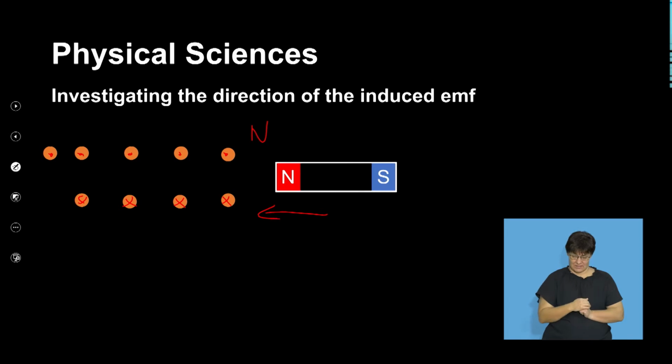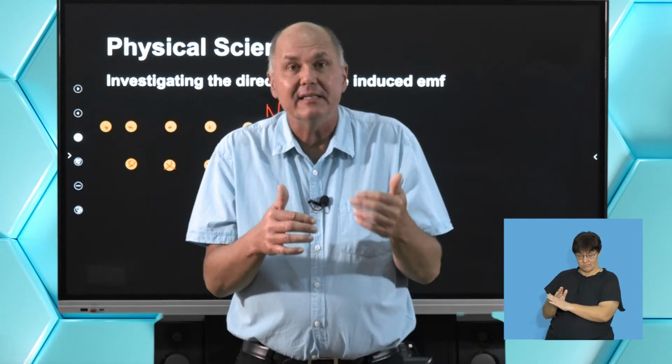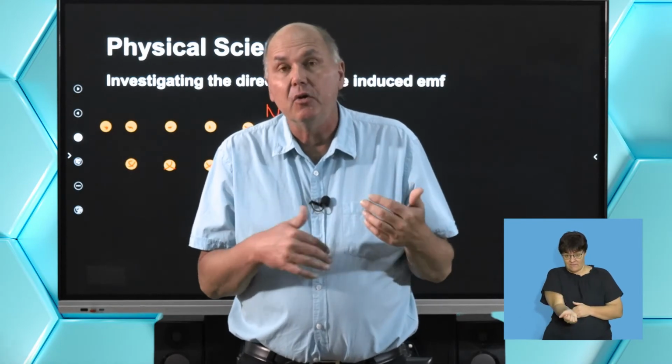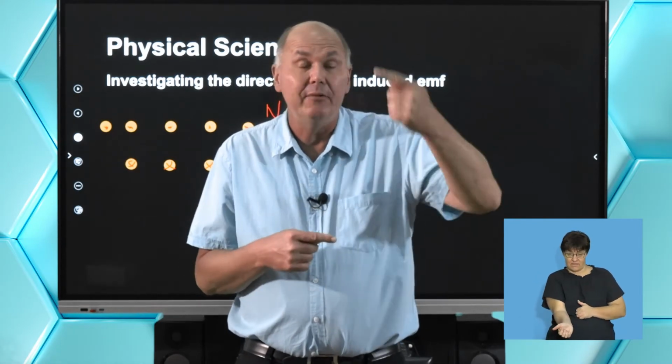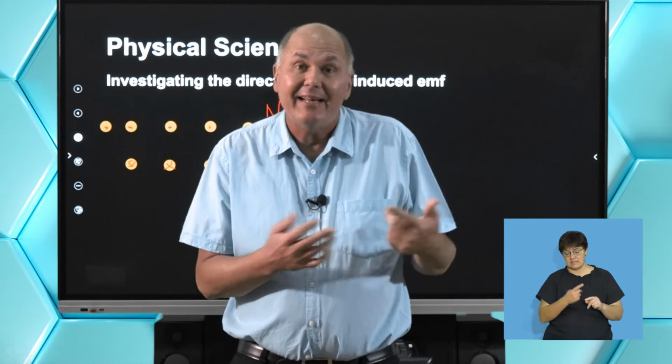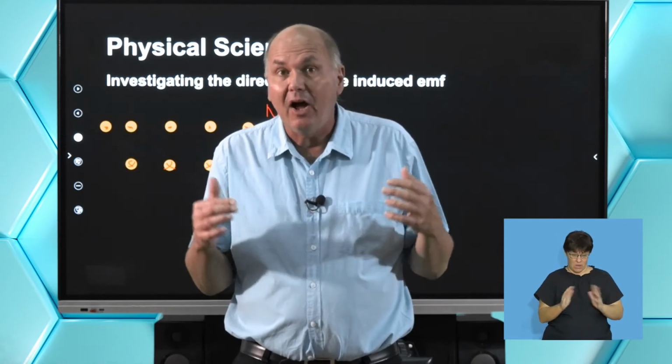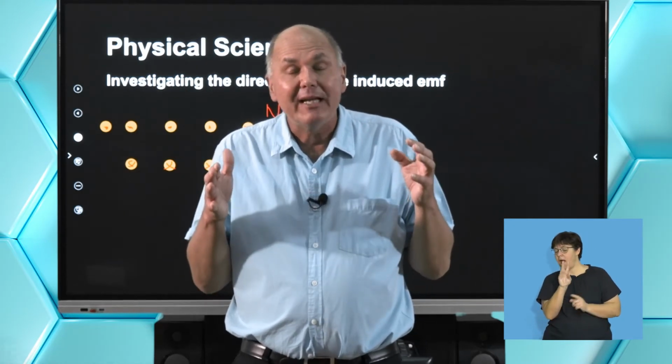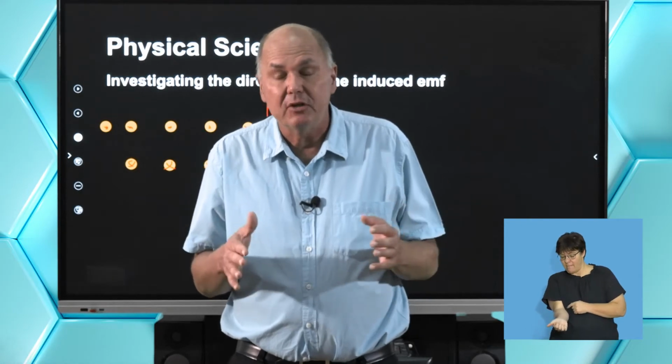And so I've been able to show you that as the north pole approaches, the direction of the current in the wires is going to be in a particular direction. Depending on the way that the wire is wound around the coil, that can also make a difference. But I hope you can see how we can annotate the direction of the current.